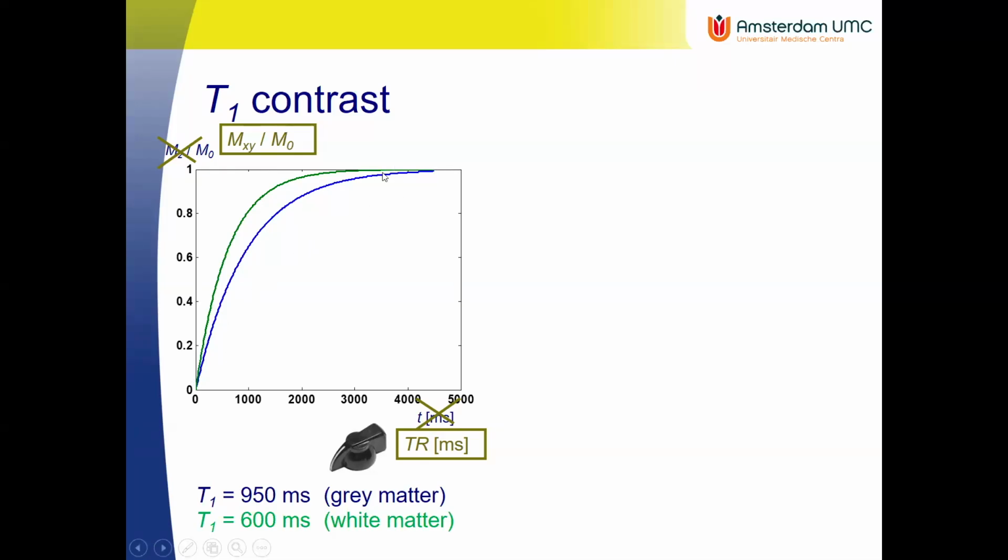If we wait really long, if we have a very long repetition time, both curves have recovered all the way to equilibrium state. We don't get signal difference between the gray matter and white matter either.